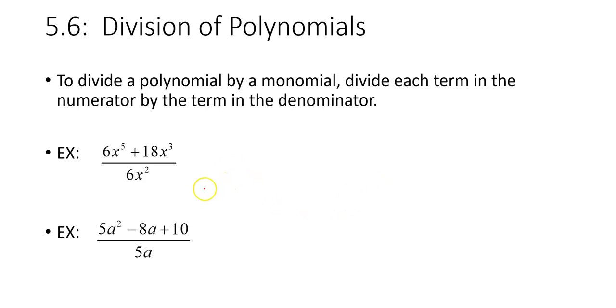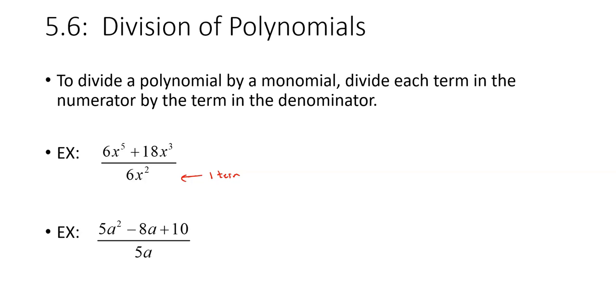Now, the first thing I'm going to mention is that you notice that in both of these problems, what's in the denominator is only one term. And so we can use this method because the denominator has only one term. If there was more than one term in the denominator, we cannot do this. So again, this only works because the denominator has one term.